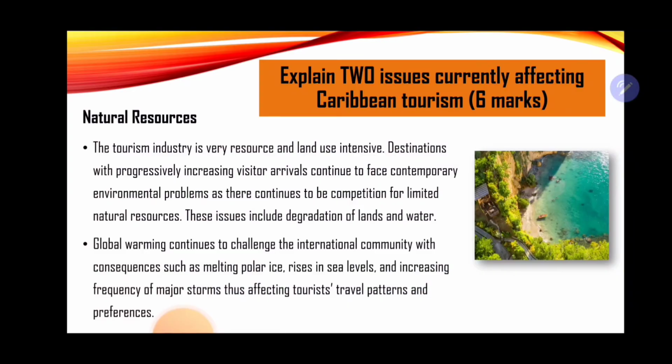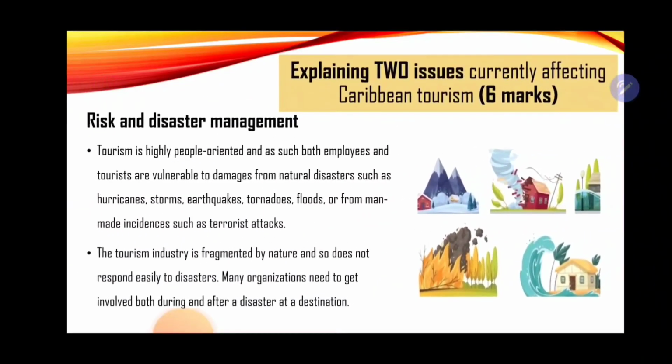Global warming continues to challenge the international community in consequences such as melting of the polar ice, rises in sea levels that may affect some businesses, and also increasing frequency of major storms, thus affecting tourist travel patterns and their preferences. Good. All right, next point is risk and disaster management.